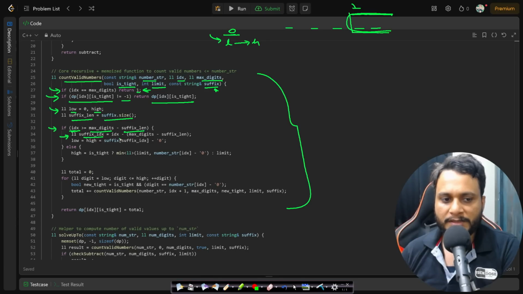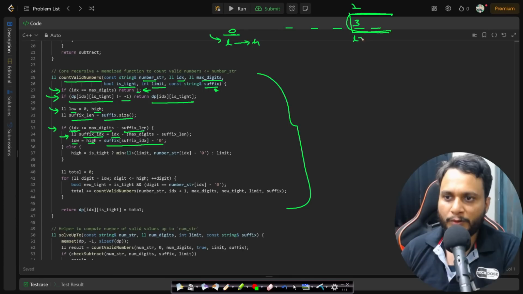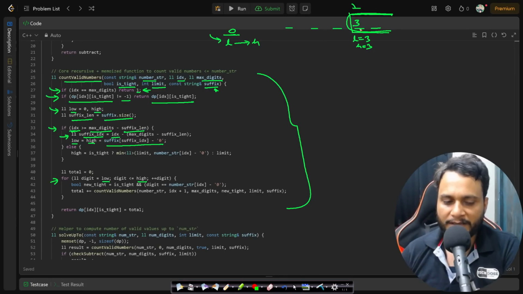So the suffix index will be calculated simply, and after that the low and high value will be set exactly equal to the suffix, because then I cannot iterate. If the suffix has to be 3 here, then it has to be 3. So the low value will be set to 3 and the high value will be set to 3, because if I try using a for loop putting all possible digits there, then it should be only one possibility. We do not want to try any other possibility, right? So that is the reason we have set this value like this.